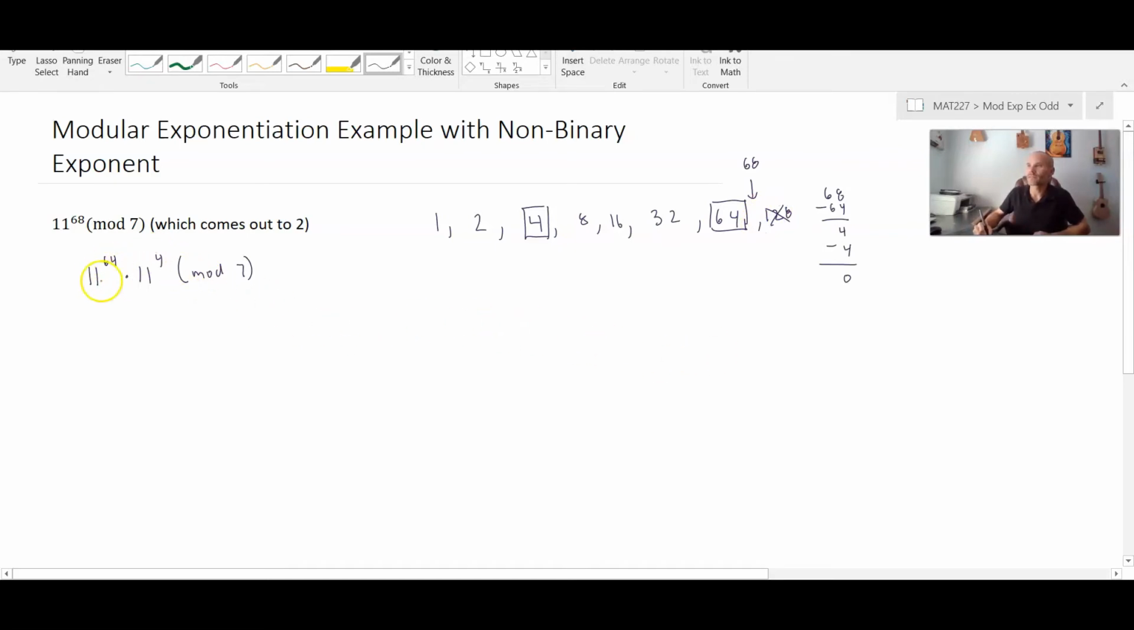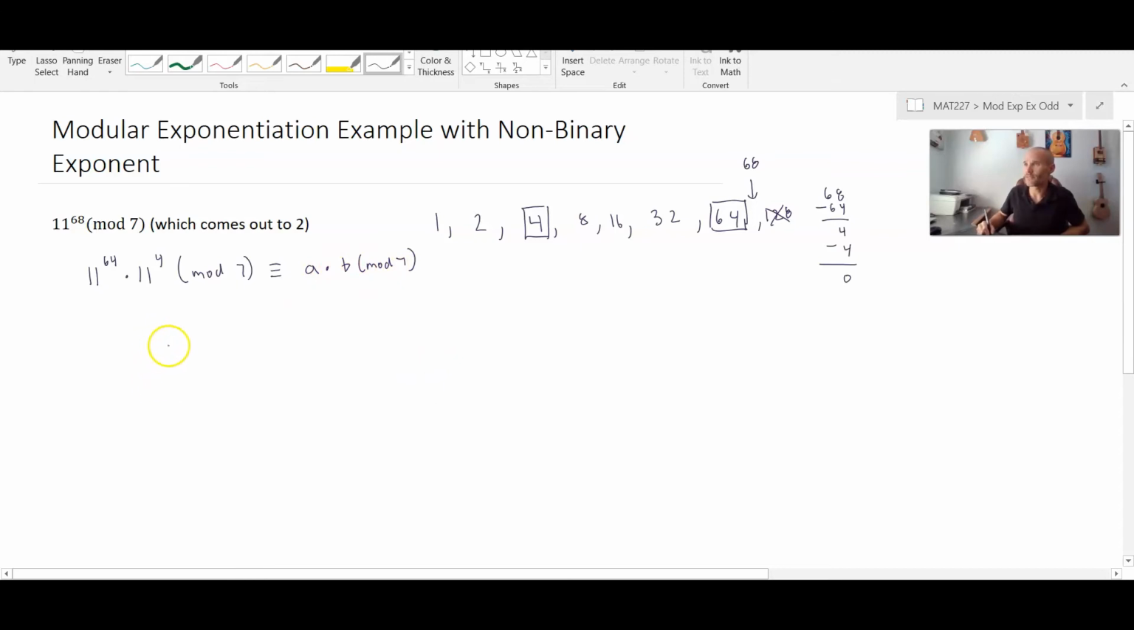So the next step is to work our way up to 11 to the 64th. The beauty of this is that all of the other factors that we might have, in this case 11 to the 4th, that binary exponent, is already calculated along the way. So we're going to have to come back and split this up into 2 remainders. We're going to have remainder A, which is 11 to the 64th mod 7, remainder B, which is 11 to the 4th mod 7, and then potentially we might have to take one more step and figure out what that results in.